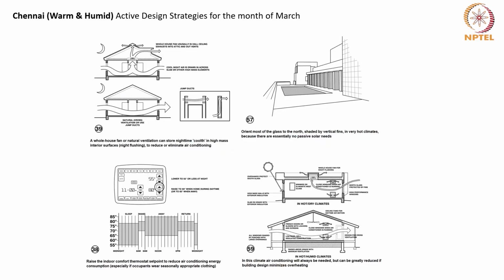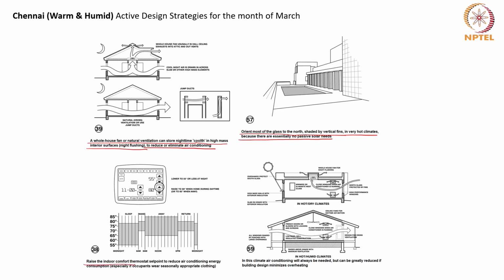So what are these strategies? A whole house fan or natural ventilation can store nighttime cooling in high mass interior surfaces due to night flushing to reduce or eliminate air conditioning. We can orient most of the glass to the north, shaded by vertical fins in very hot climates, because there are essentially no passive solar needs. During March, we do not need any solar heat gain inside the building.